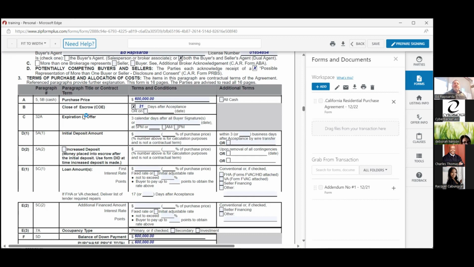This offer expires if we don't do anything else to it in 3 calendar days. So can it expire on a Saturday or Sunday?